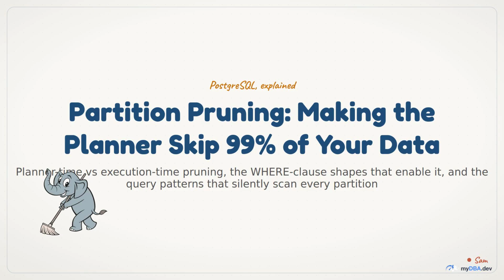I always assumed partitioning just worked. You add a where clause on the partition key and it's automatic, right? It can be automatic, but only if the planner can prove at planning time which partitions it needs. That's called planner time pruning.